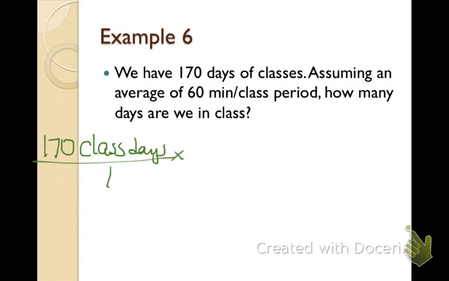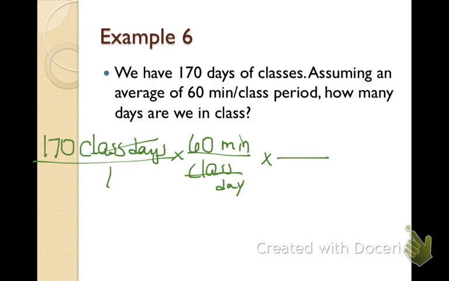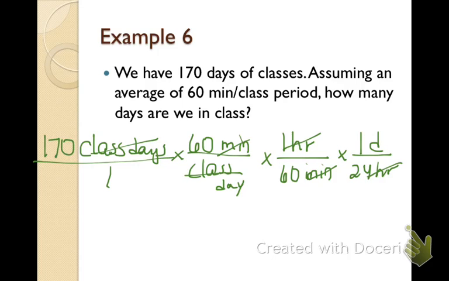Get this over 1. And I know that I'm in class for 60 minutes per day, per class day. I want to figure out how many actual real days that we're actually in class for. So class days, cancel. I'm in minutes, so I want to get minutes over into days. I know that 60 minutes are in 1 hour. And I know that there are 24 hours in 1 day. So I can cancel out those. And now I want you to calculate this out for me, darlings.